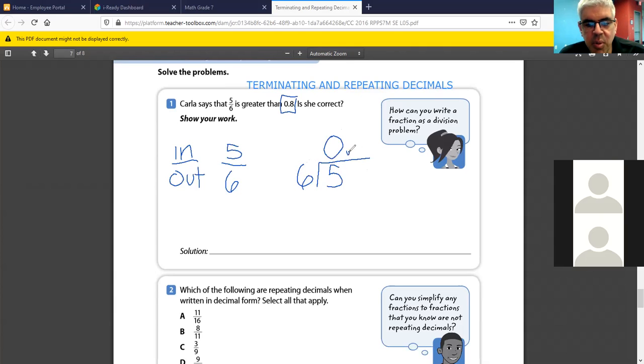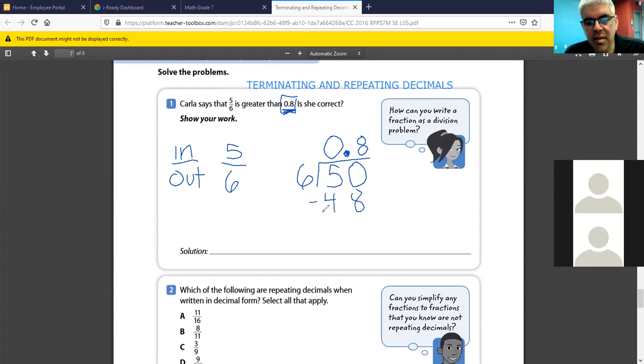So we need a decimal point. When I put a decimal point, I can turn this into a 50. And now 6 goes into 50. Let me try this out loud. 6 times 6 is 36, that's too much. 6 times 9 is 54, I went over. So I'm gonna go with 8, because 9 I just went over. 6 times 8 is 48.